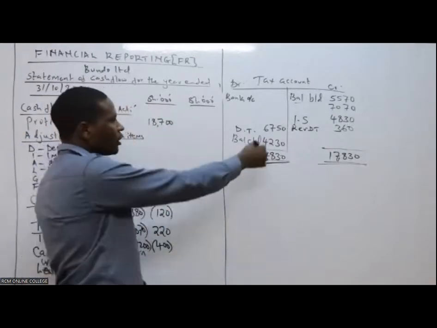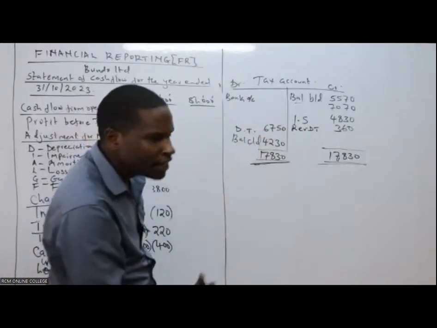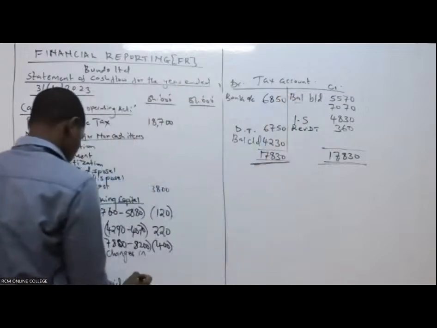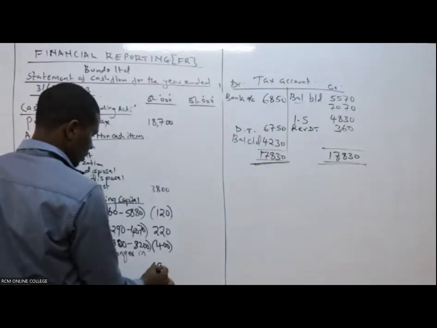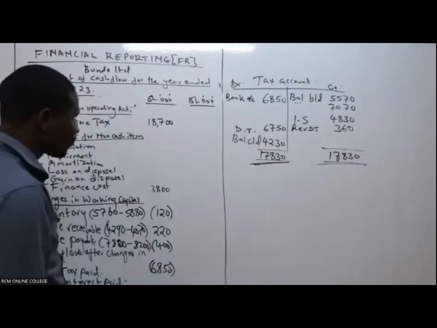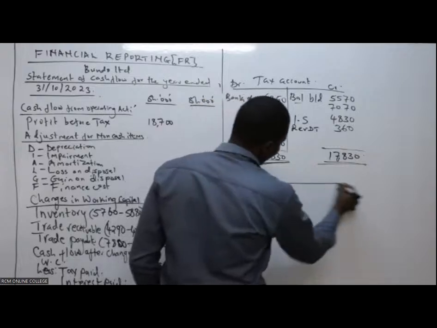Now give me this, Jane. This minus 2. 6850. It was the tax that was paid. Therefore, this one we subtract. Now, for the interest paid, still, we're going to use that method.